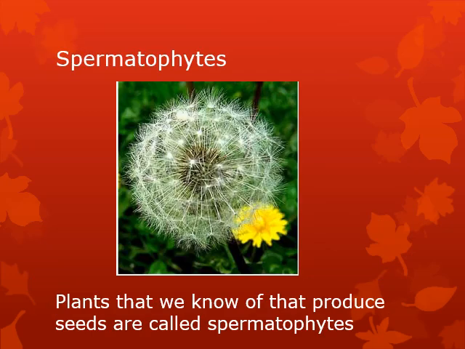Plants that we know of that produce seeds are called spermatophytes. Most of the plants that you see out here, that you see around you, are spermatophytes. I mean, the ones that we talked about last time, the bryophytes, not them. They make spores. But these spermatophytes produce seeds. This is a dandelion. They make a lot of seeds.